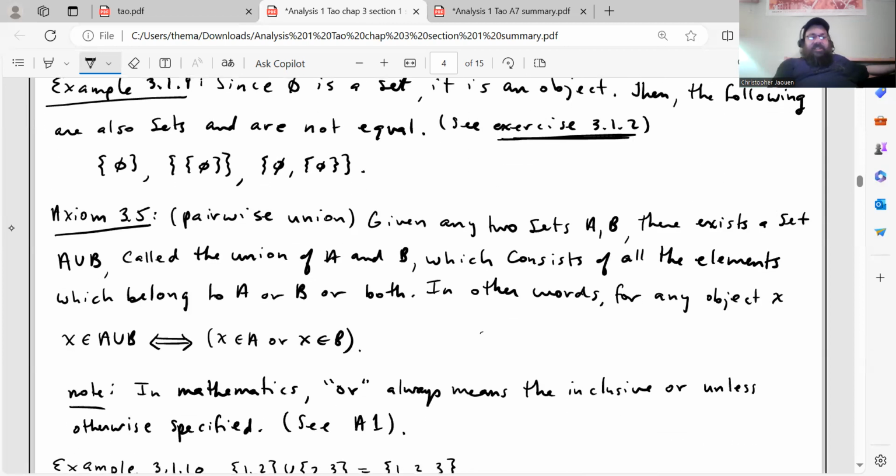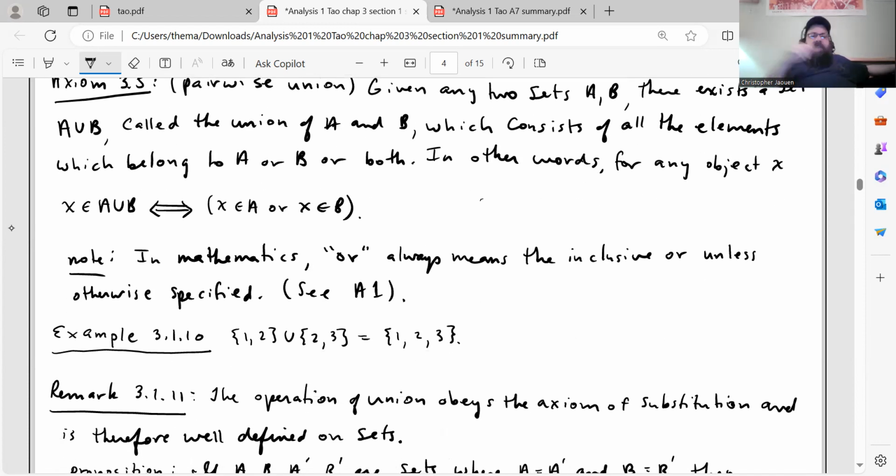Okay, so here's the next axiom, axiom 3.5. This is called pairwise union. Given any two sets, A, comma B, there exists a set which we read A union B. That's called the union of A and B, which consists of all the elements which belong to A or B or both. In other words, for any object X, X is an element of A union B if and only if X is an element of A or X is an element of B.